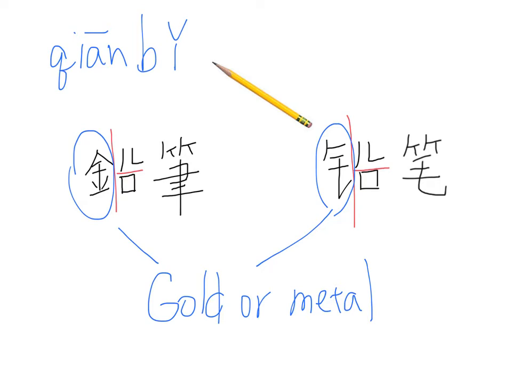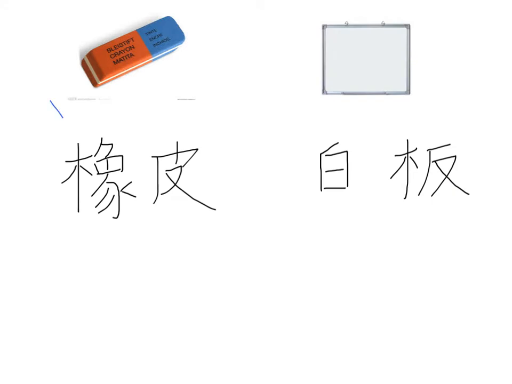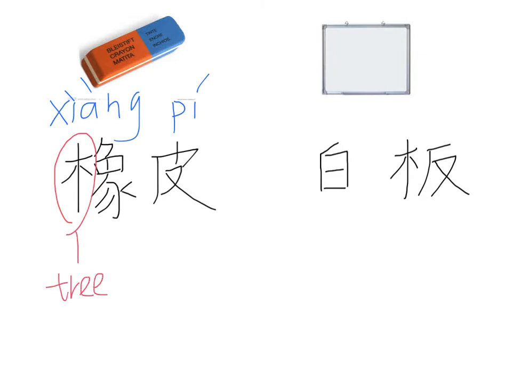Now let's practice writing the radical metal. Simplify. 很好。Eraser 是橡皮。There's a very important radical in 橡皮, tree. This kind of tree is the tree that creates the ingredients for making rubber. It's easy to understand because erasers are a little rubbery.